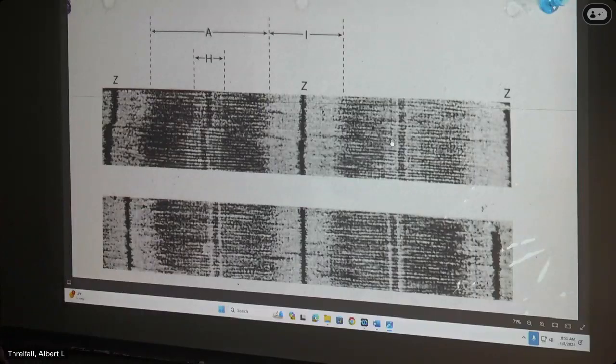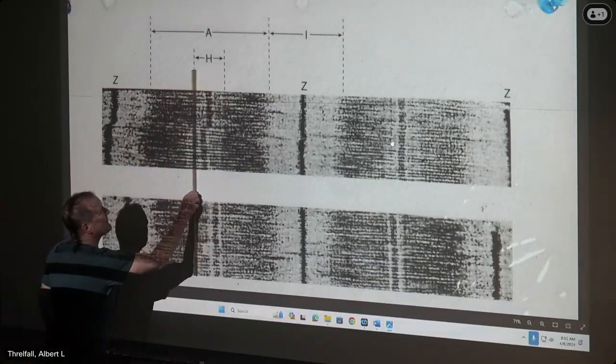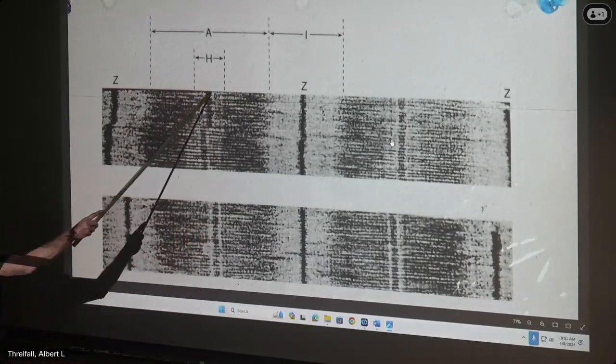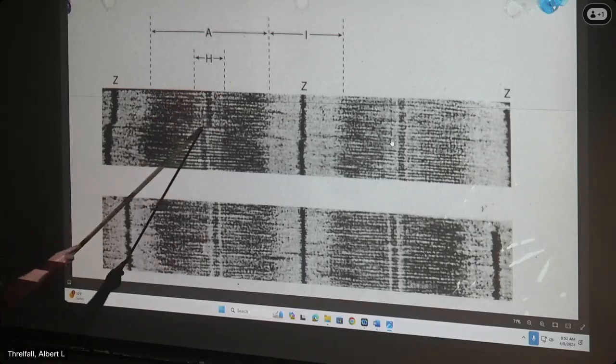That's the area of overlap. And then within the A band, we have this lighter area, which is the H zone. And Pablo, this dark thing we see right here is the M line. Now, if you look at the M line, it's got a kink in it.